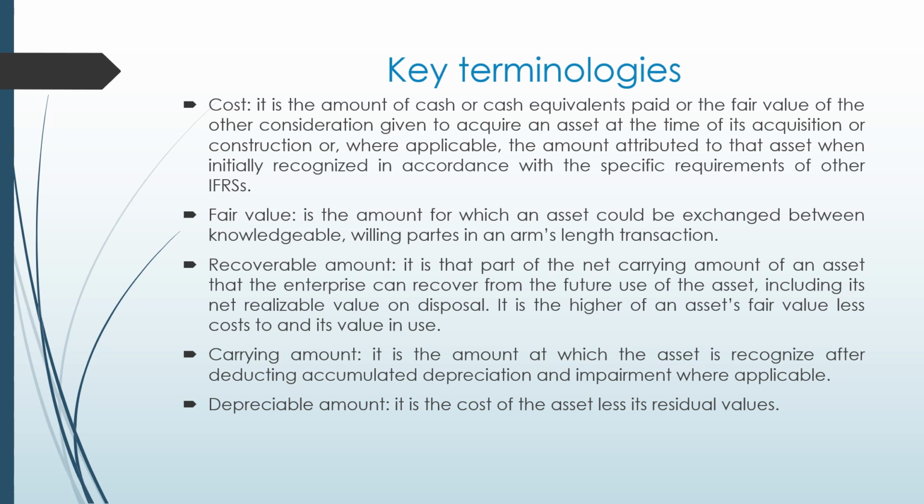after we have deducted our accumulated depreciation. Accumulated depreciation is the depreciation from the time that the asset was available for use till the accounting period under consideration. And then any impairment losses also follow the same thing. We will get to understand what an impairment loss is going forward. Depreciable amount. It is the cost of the asset less its residual value.